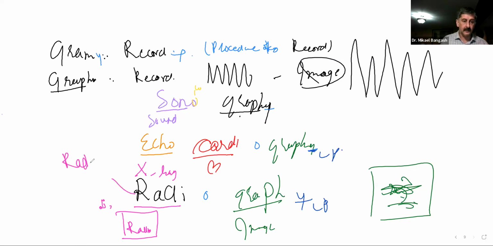Or right now we can say anything which is radiations. So even things such as a CAT scan, as people may call it, is a radiation.